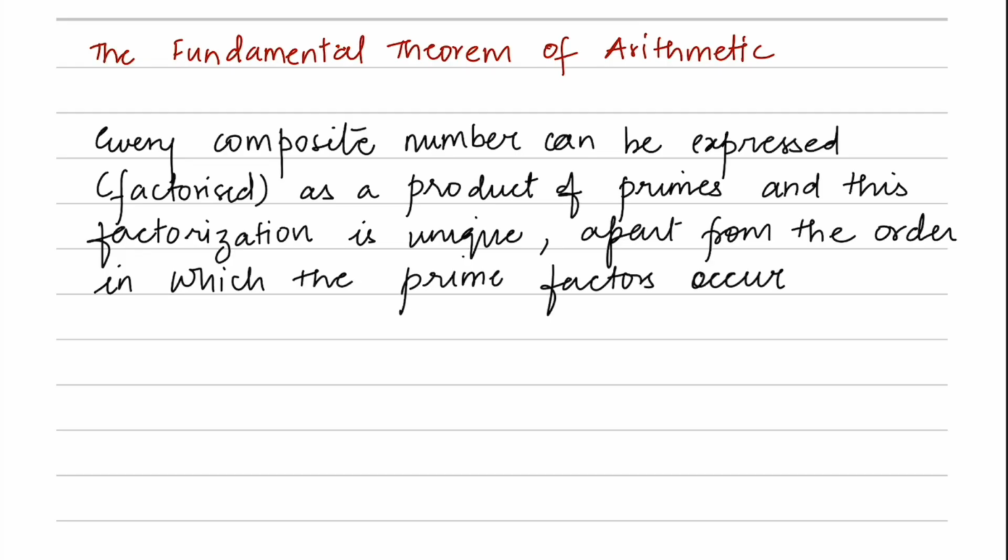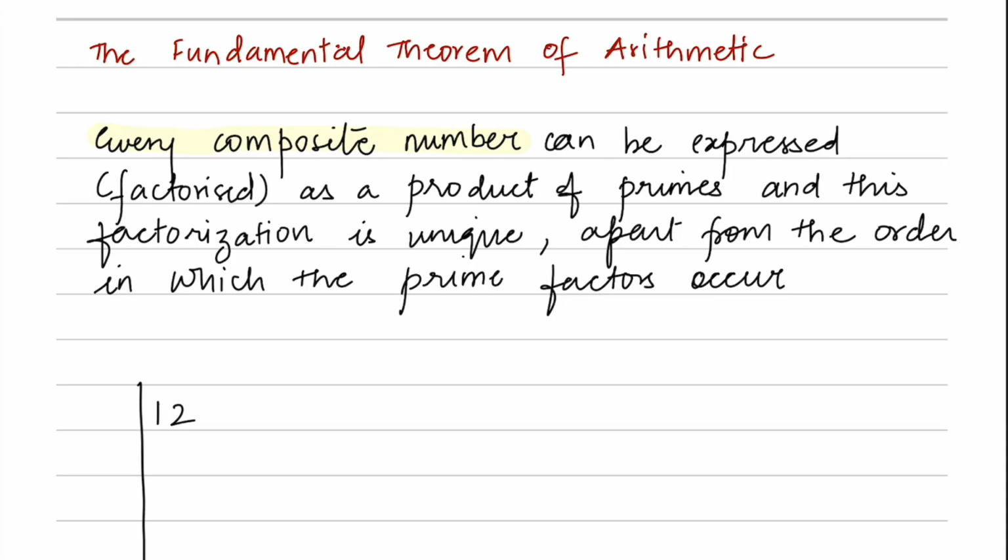Now, I'm going to take this one by one and we'll decode what this theorem exactly means. What this theorem first tells us is that we have to take some composite number. For example, let's just say 12. You can factorize this number 12 and write the factors. Mainly, we're going to prime factorize it, so all the factors that we write will be prime numbers.